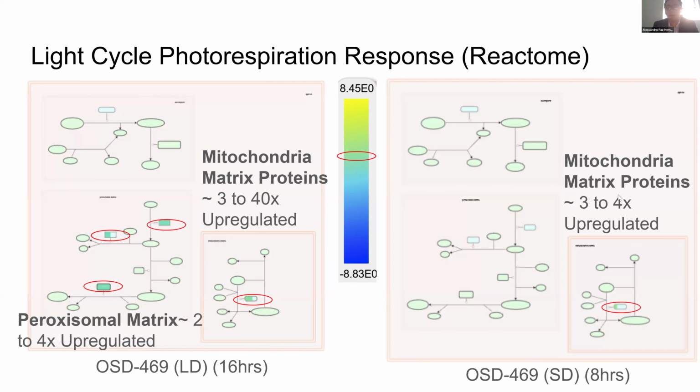Then we looked at the Reactome again, and we found, yeah, in the 8-hour cycle, mitochondrial matrix proteins upregulated 3 to 4 times. And compared to the 16-hour light cycle, the mitochondrial matrix proteins were regulated 3 to 40 times, and peroxisomal matrix proteins appear to be regulated 2 to 4 times.